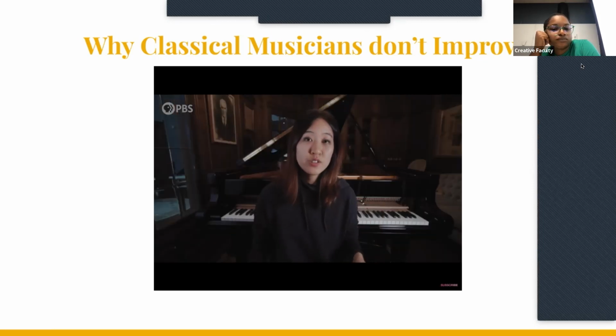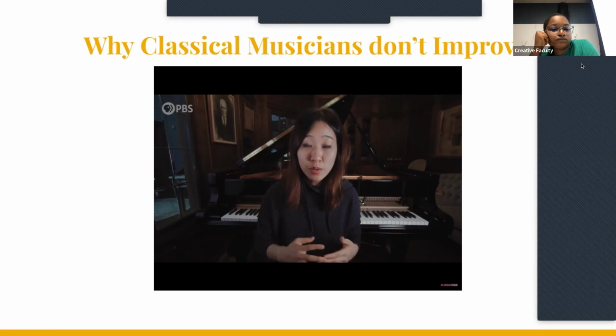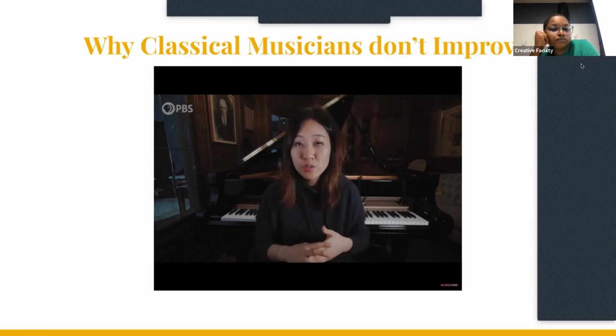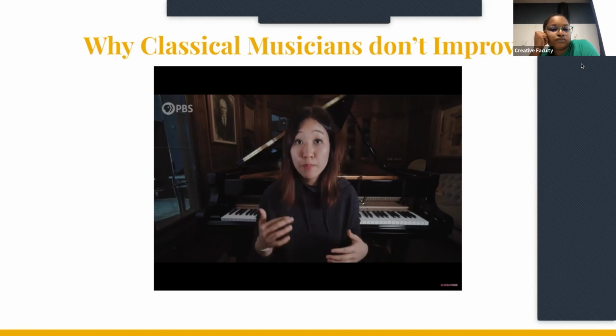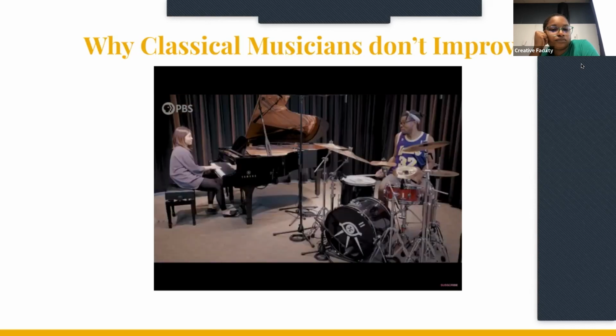Today, classical musicians are known for playing music as written in a score, note for note. But this wasn't always the case. This may surprise you, but from the Middle Ages to about the late 1800s or so, improvisation was actually a big part of music performance and training. So why have classical musicians stopped learning how to improvise?